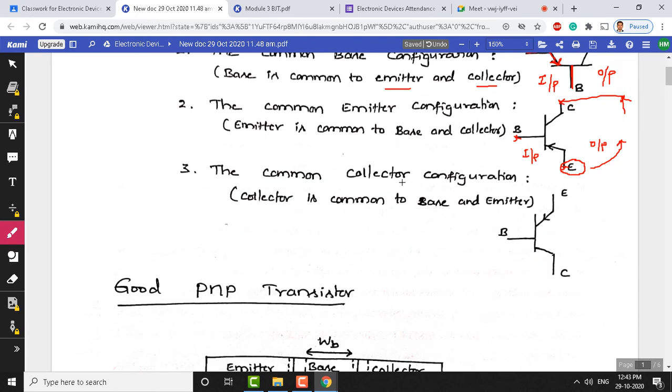Lastly, we have the common collector configuration. The collector is made common for both the base and the emitter. You can see that this has now been flipped and the arrow mark has gone above. Between the base and the collector we apply the input, and we take the output between the emitter and the collector. The collector is usually grounded. This kind of configuration is called the common collector configuration.